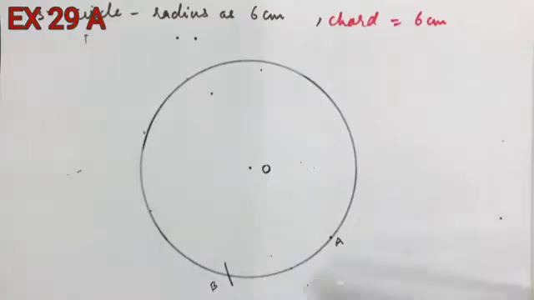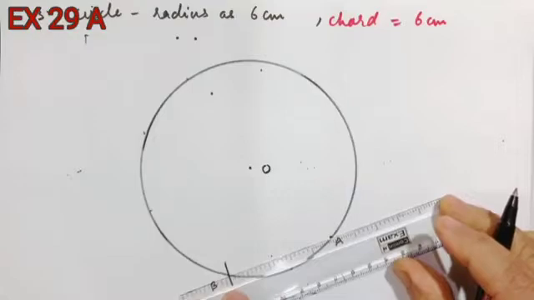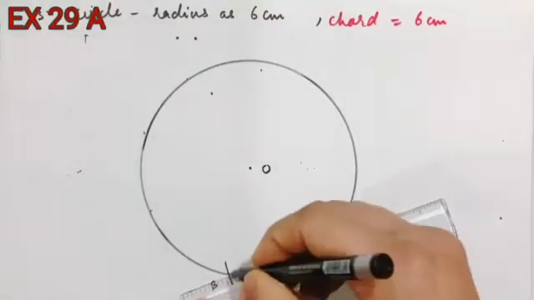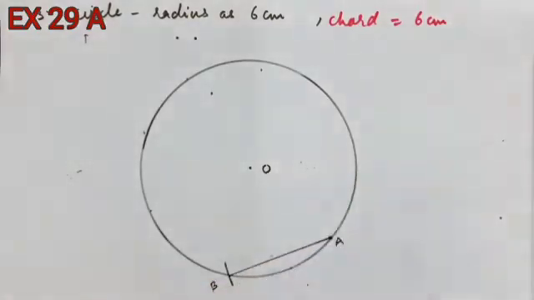Now when you will join this A and B, the length will be equal to 6 centimeter, isn't it? The length will be equal to 6 centimeter. So what we did is we joined A and B. So AB is our chord whose length is 6 centimeter.